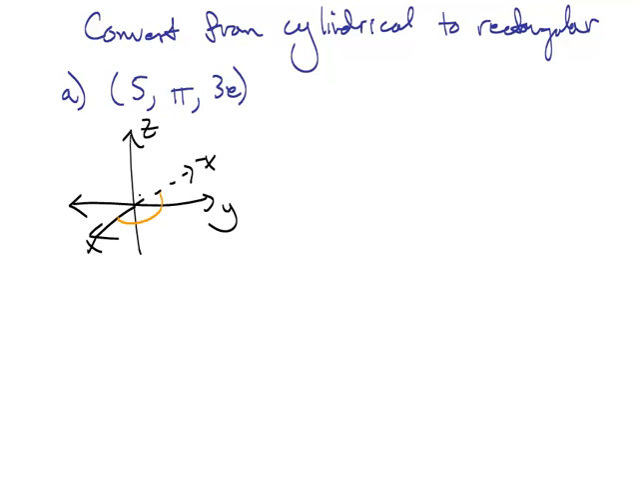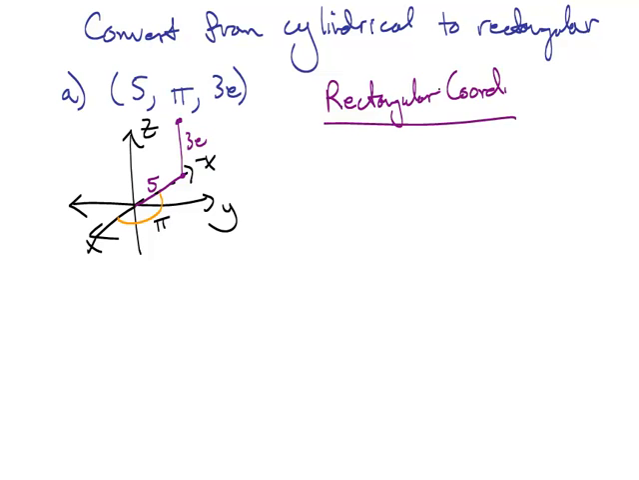I'm going to walk then, so there's pi. I'm going to walk 5 units in that direction. So let's say that's 5 units right there. And then z is the same, so I'm going to go up 3e units. Here is my point. Now, how would I get to that in rectangular coordinate systems? Well, looks like if I went 5 in the negative x direction, didn't change my y value at all, and went up to 3e, I'd be in business. So just by simply sketching it out, we can see how to get to that point in rectangular coordinates. It'd be negative 5 in the x, 0 in the y, 3e in the z.